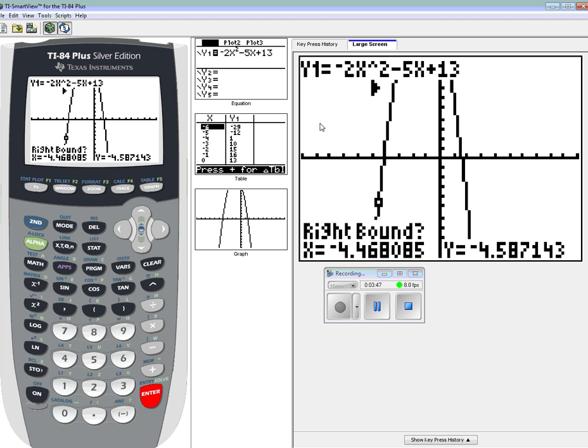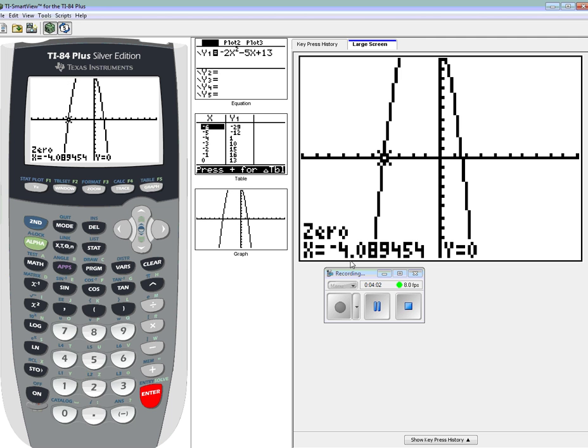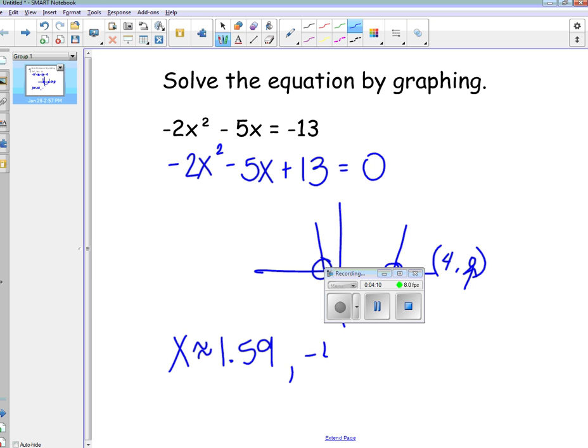Now we need a right bound, and you can see that arrow. It says it has to be to the right of this side. So now we need the right bound. Okay, my cursor is to the right of it. Hit enter. And now our guess, sure, it's close to that. Hit enter. And our other 0 is about negative 4.09. So negative 4.09 would be our other 0. So we found our two zeros by our graphing calculator.